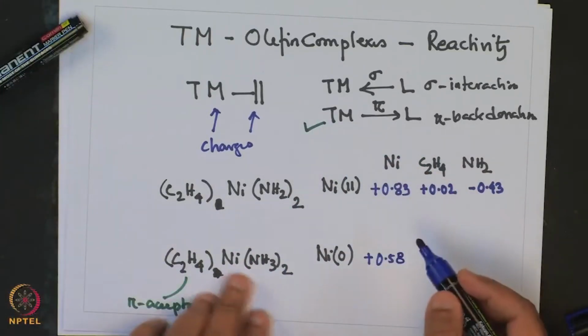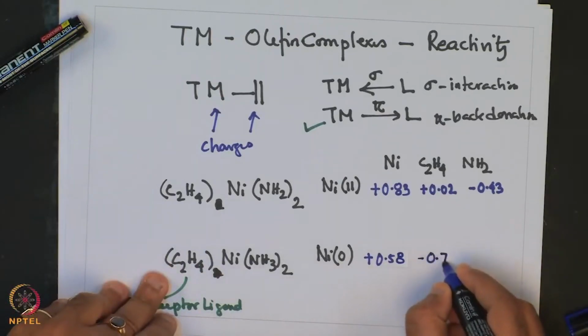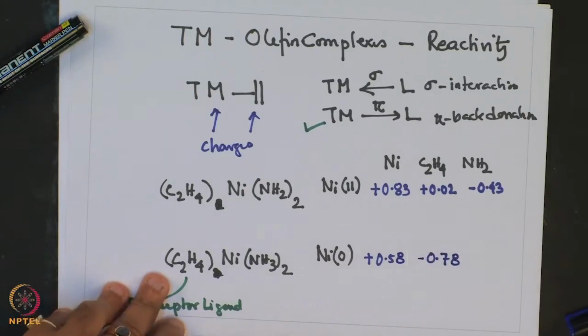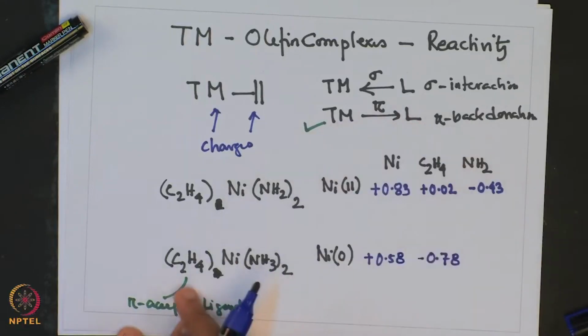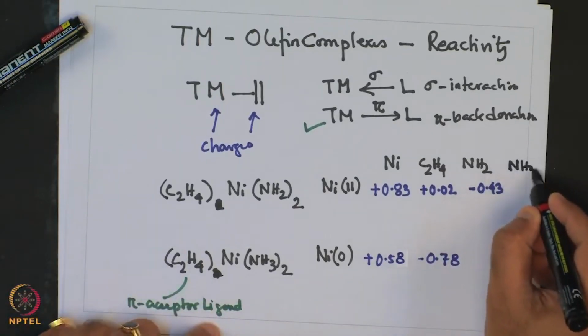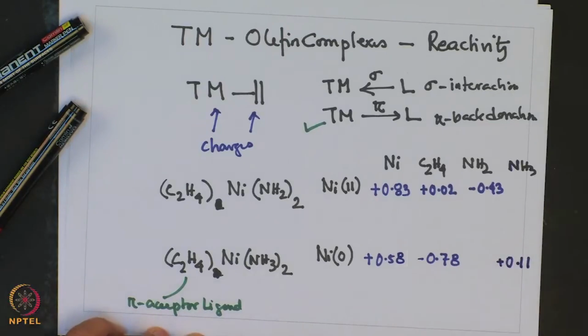As a result, the alkene has become negative now, and the metal has become positive. So, it is no longer 0, but it is 0.58, because now electron density has moved from the transition metal onto this alkene ligand, which itself has become negative, and the ammonia moiety, which is NH3, is slightly positive because of just sigma donation from ammonia to the metal, and it stands at plus 0.11.